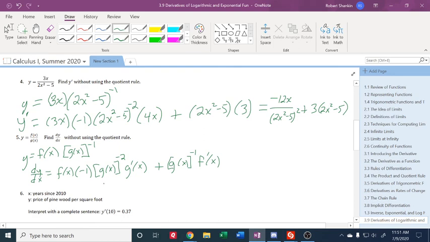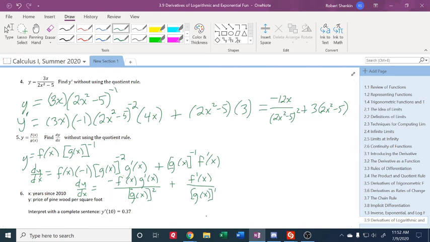Let's take this first fraction and rewrite it: negative f of x g prime of x over g of x squared plus f prime of x over g of x to the first. Now, these two fractions, I want to add them together.